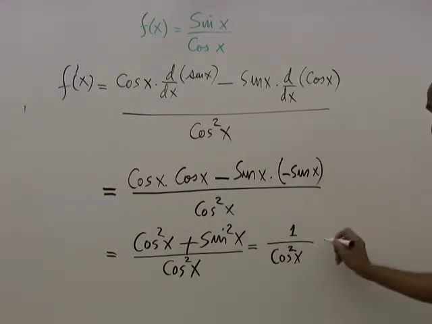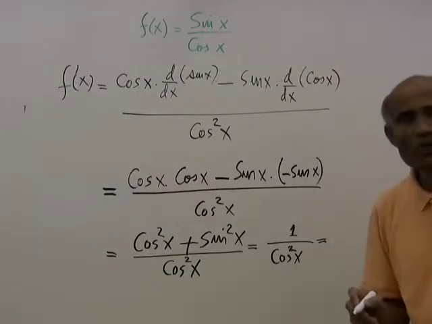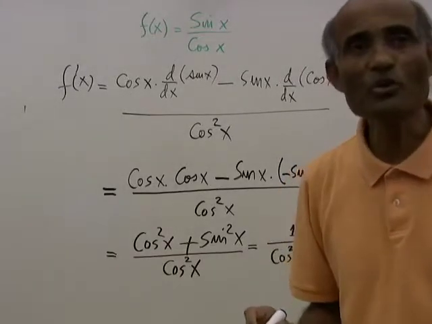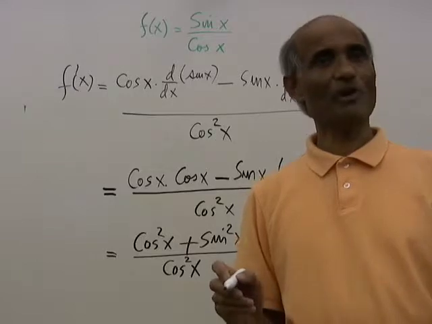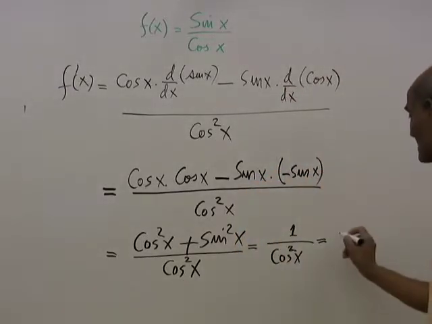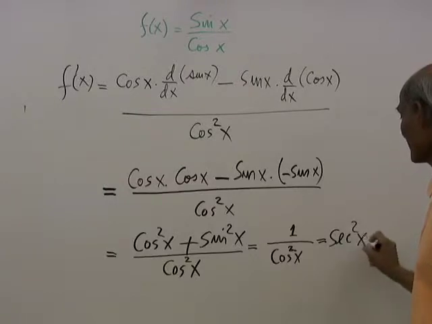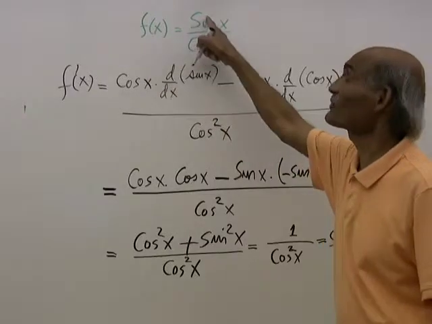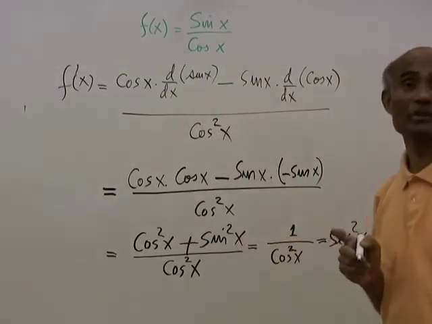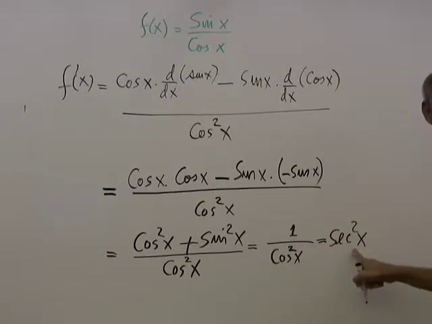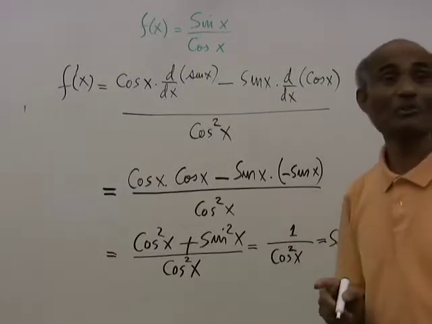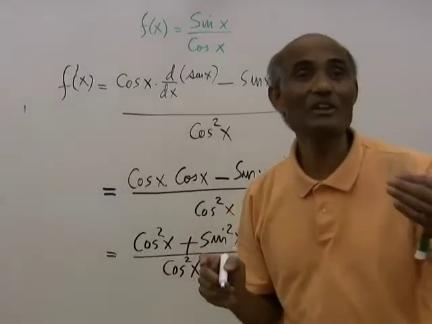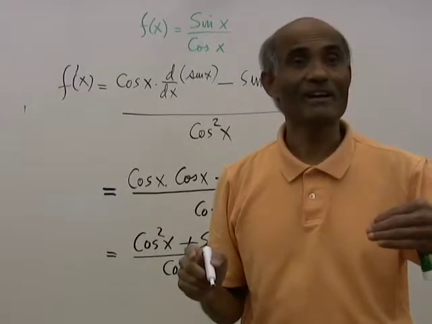Alright, one more question. How do you simplify? Well, what is 1 over cos squared x? Well, you know 1 over cos x is secant x. Therefore, 1 over cos squared x is secant squared x. There you go. So the derivative of this function f of x equal to sine x over cos x is secant squared x. You can also learn one more thing from here, and that is, tell me, what is the simplified form of sine x over cos x? Another identity.